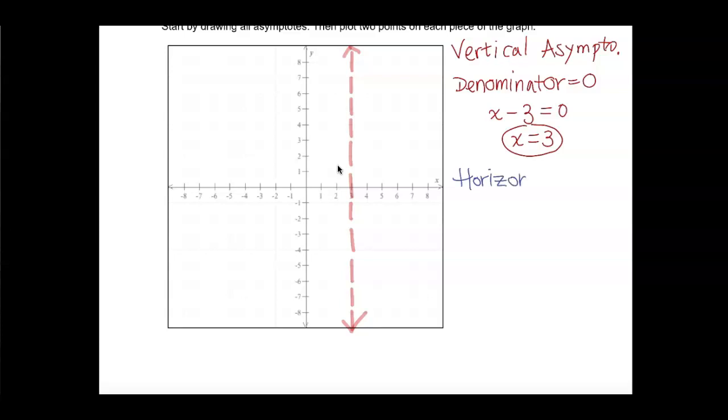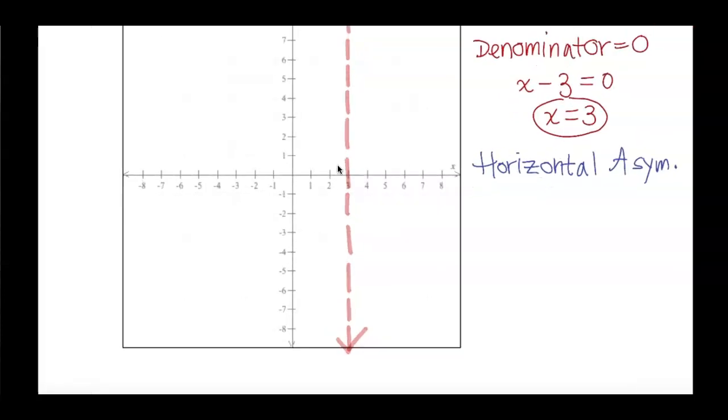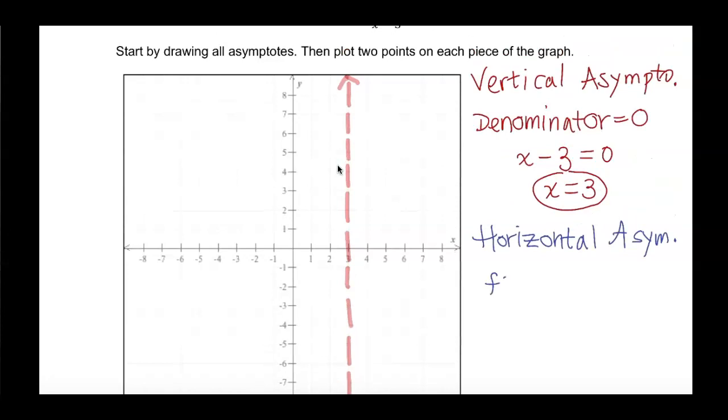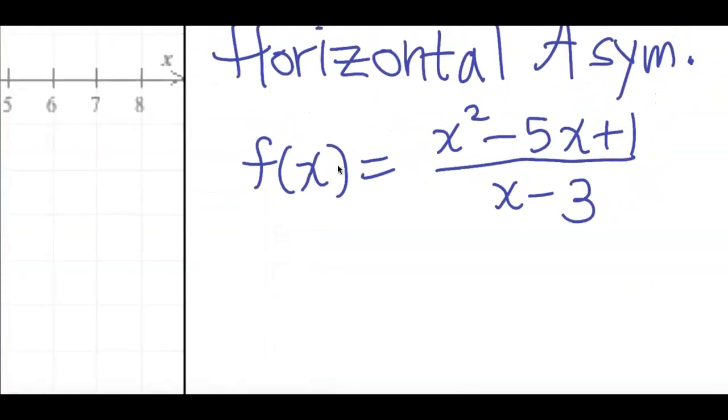Horizontal. And you know how we do this one, by cases. Okay, so what's the function? Let me go ahead and write the function down here. f of x is x squared minus 5x plus 1 over x minus 3. Okay, I'm looking at the degree of the numerator. The degree of the numerator is 2. The degree of the denominator is 1. So what case is this? This is when the degree of the numerator is bigger than the degree of the denominator, and exactly by 1.